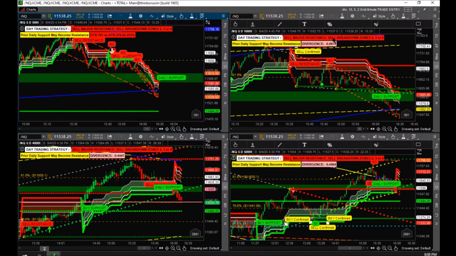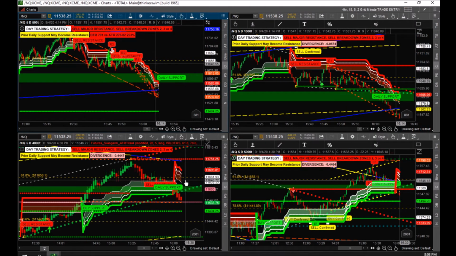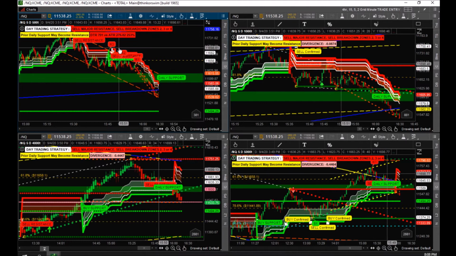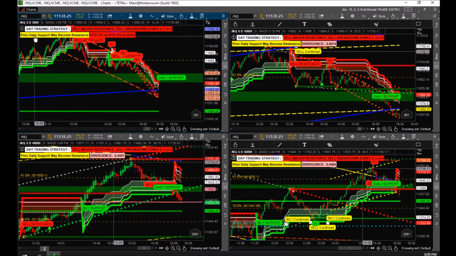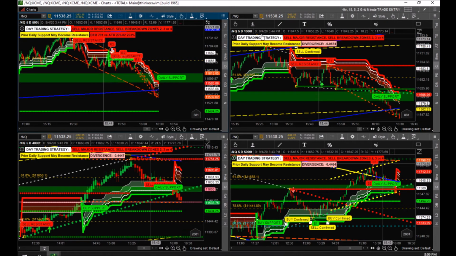But yes, there is a lot to see on the screen. This is basically multiple time frames. A lot of these are custom indicators that kind of help guide me.